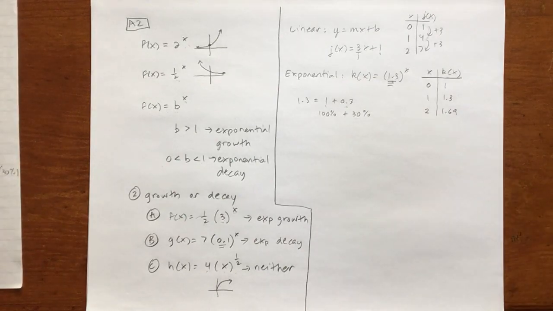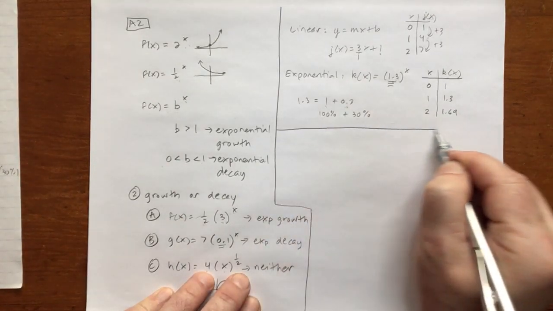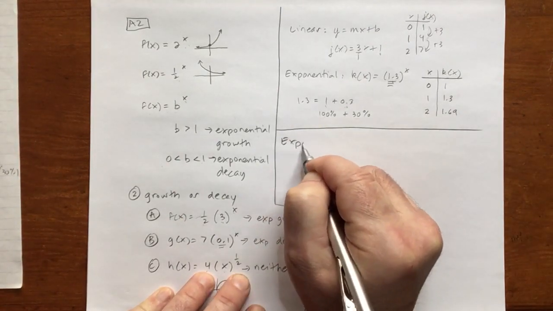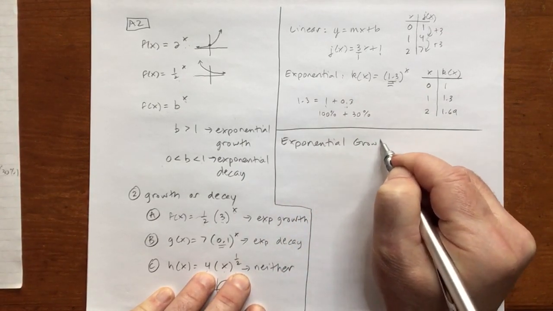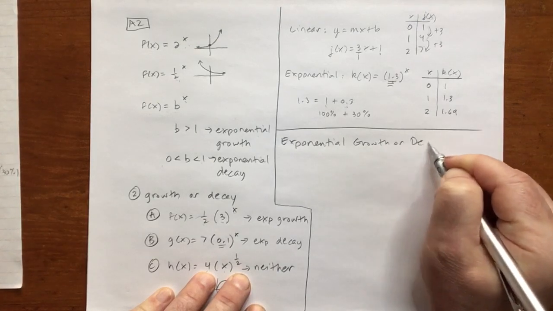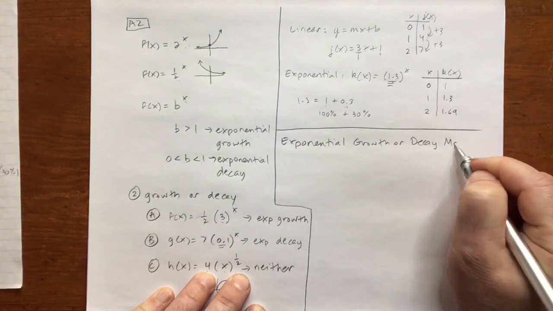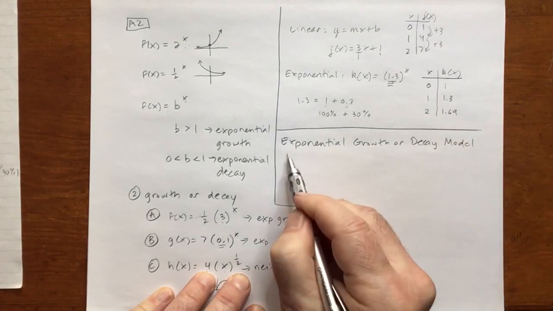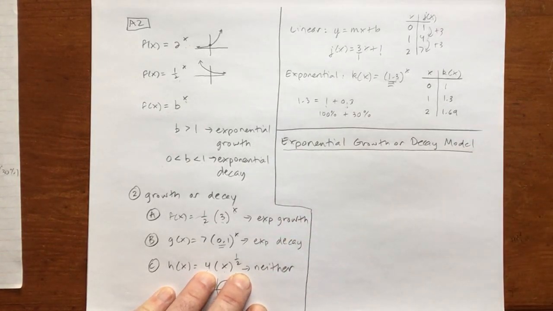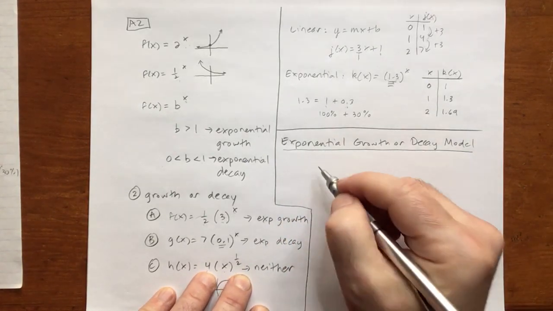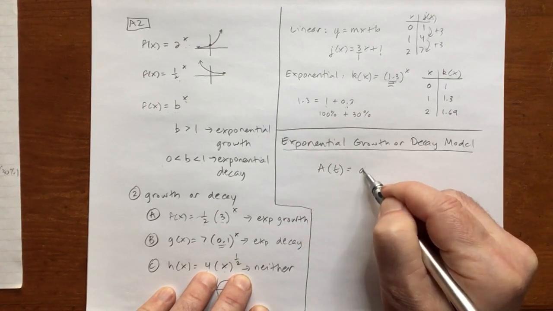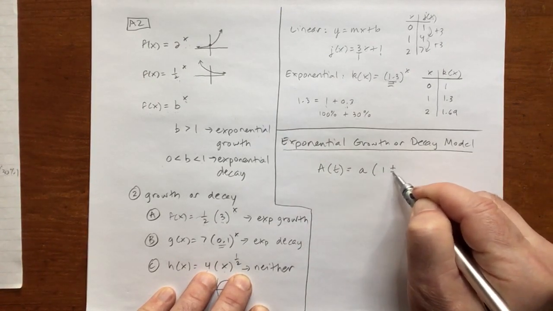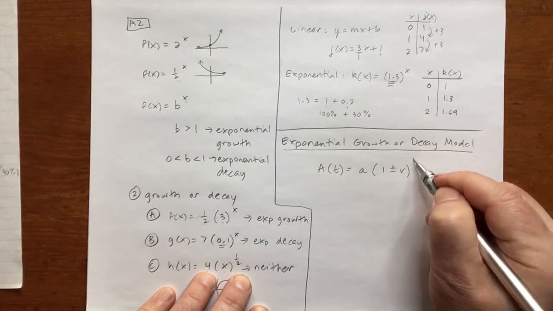Okay, and so that brings up the exponential growth or decay model. And since we're using the word model, I'm probably going to get some word problems with this. And it looks like this: A of t equals little a, 1 plus or minus r, to the t.